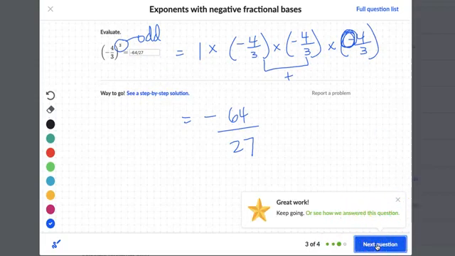And there we go. So the hardest part will probably be the sign and remembering the different rules for the integer and fractional bases.